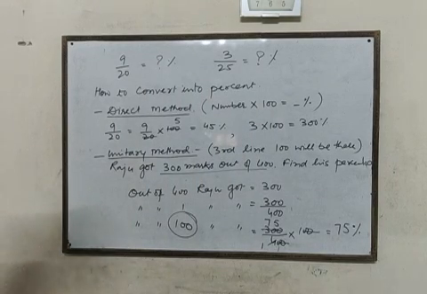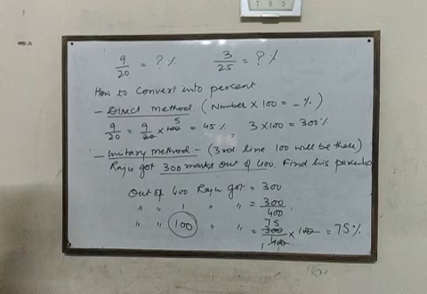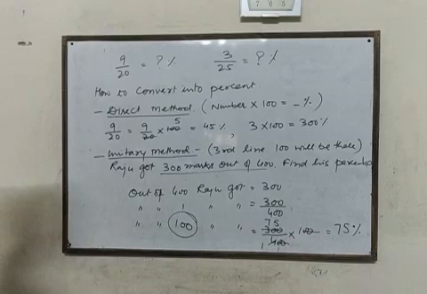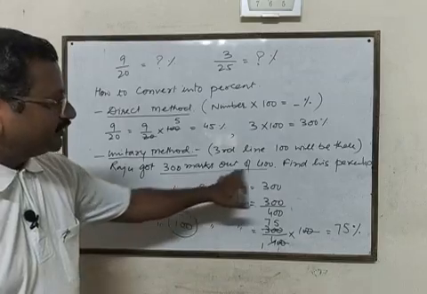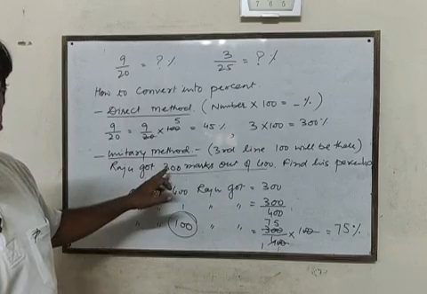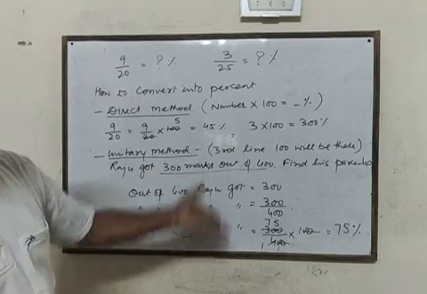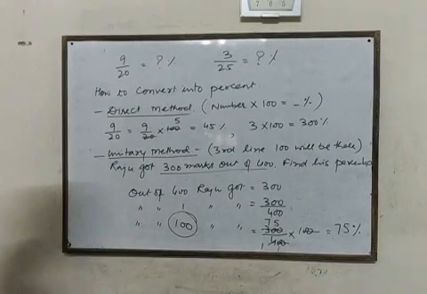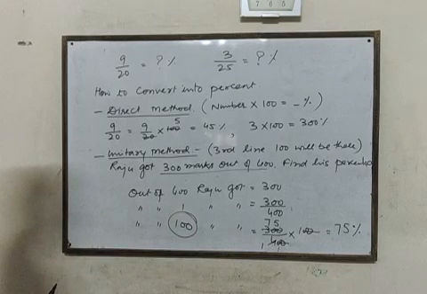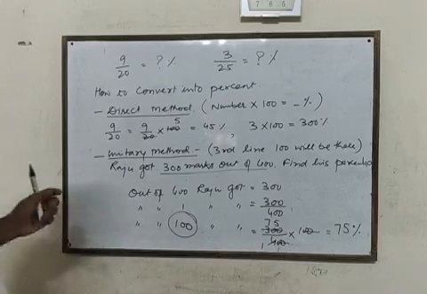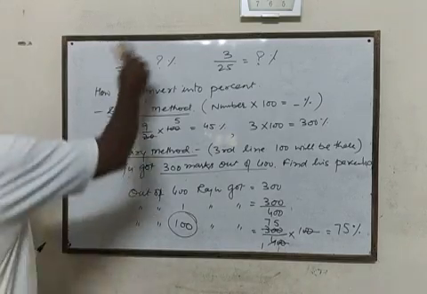So this is how we find the percentage, or convert a number into percentage. The same question can be done by the direct method also. 300 marks out of 400 means 300 upon 400. To convert it into percentage, 300 upon 400 into 100. Again you will get the same answer, but that will be the direct method. You must have knowledge of the unitary method also, because sometimes we use the unitary method, sometimes the direct method. So both methods are important.